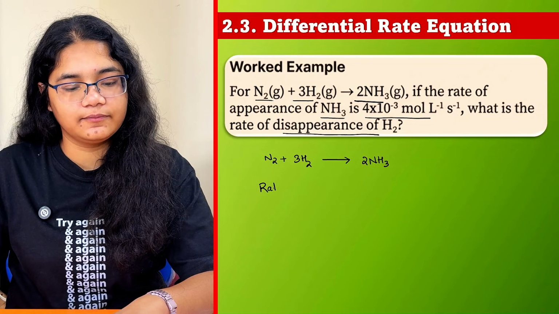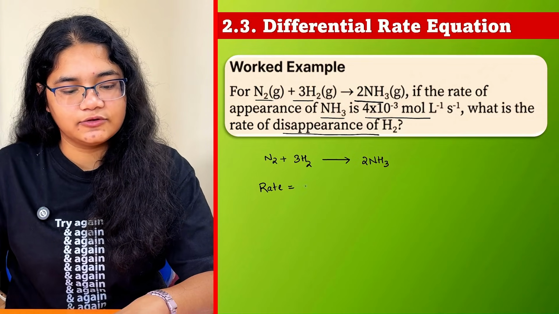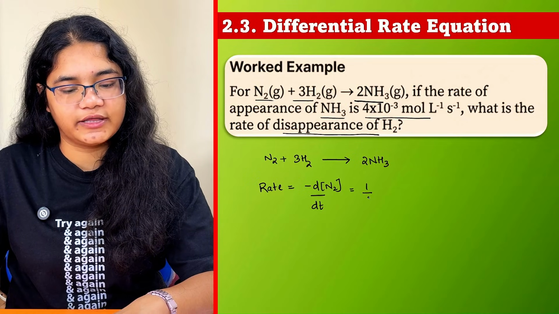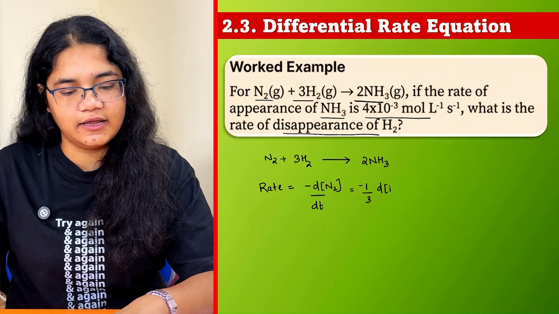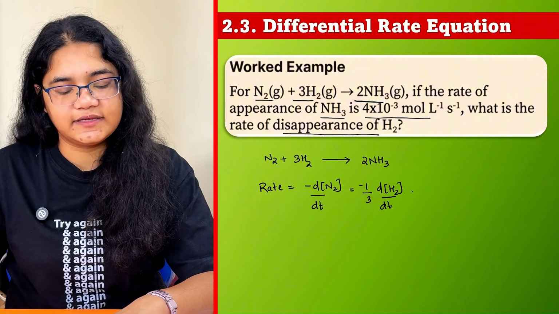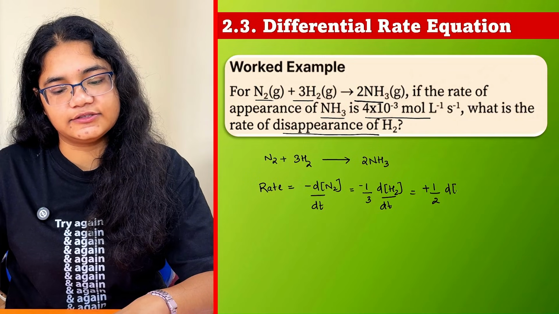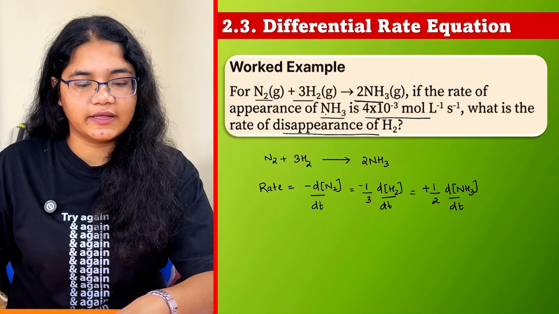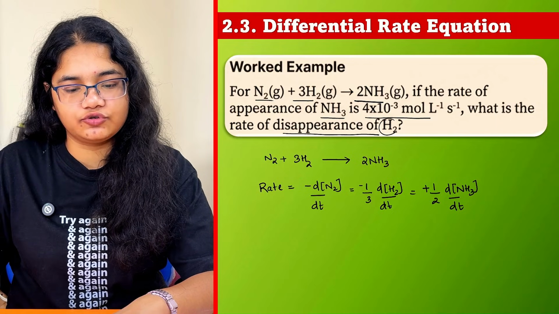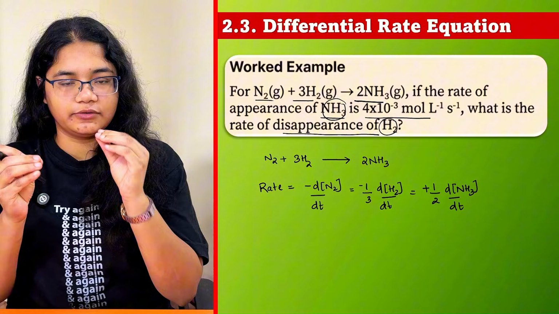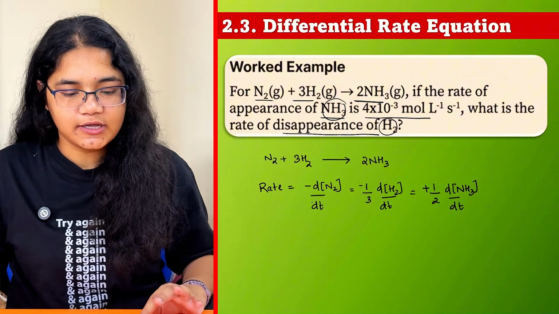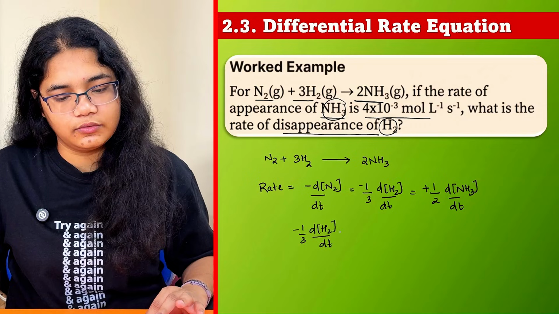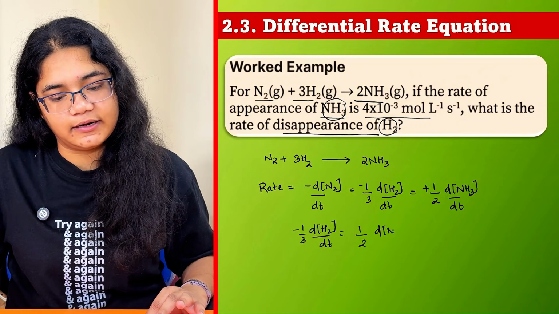Now what is the rate of this reaction? Since there is no coefficient for N2, rate is minus d[N2] by dt, which is equal to, for H2 there is a coefficient of 3, minus 1 by 3 d[H2] by dt, which is equal to plus 1 by 2 d[NH3] by dt. You can see that they have asked for the disappearance of H2, and they have given the value for NH3. So we need a relation between H2 and NH3. Just pick those out from the equation: minus 1 by 3 d[H2] by dt is equal to plus 1 by 2 d[NH3] by dt.